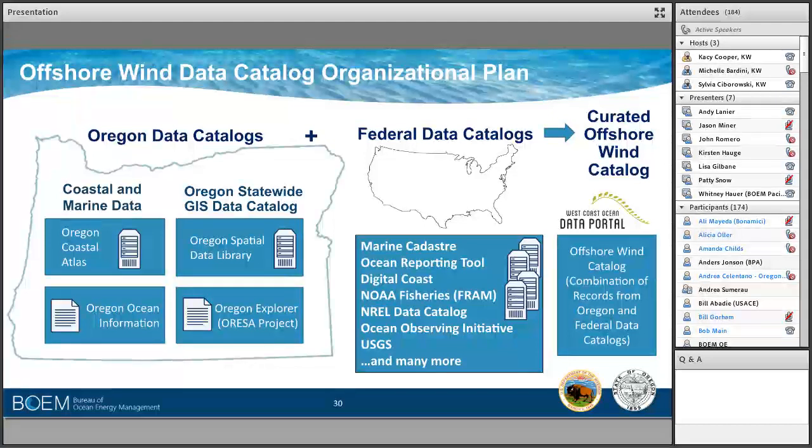Now, there's a whole system of federal data catalogs, including the Marine Cadastre, the Ocean Reporting Tool, and many others that the federal government, including BOEM and the Office for Coastal Management, have put together. Those systems we have already demonstrated that we can connect to through our catalog, and so we can selectively harvest relevant information from them to add to our curated offshore wind catalog.